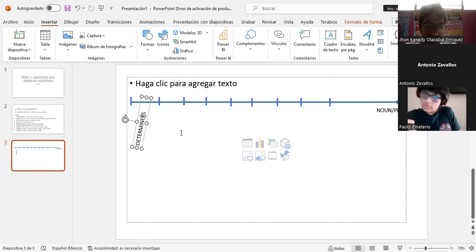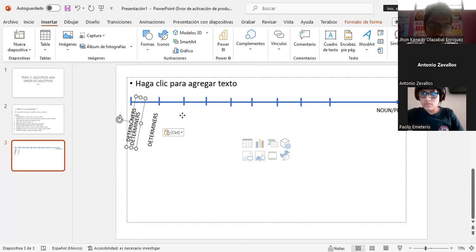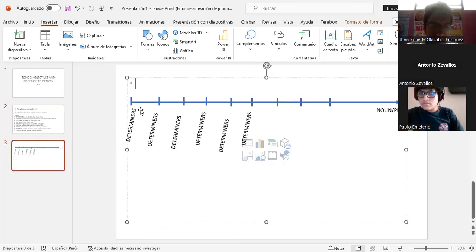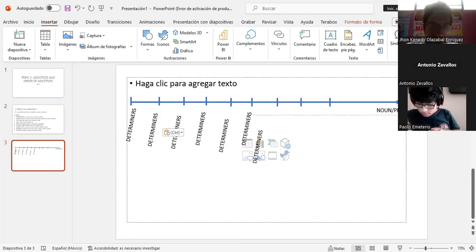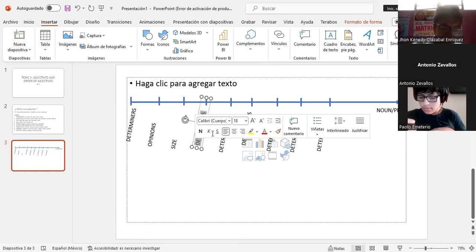Teacher, ahí es number one. Yes, of course. Ya, 3, 4, 5, 6, siete, ocho, nueve, y ahí están. Ahorita lo arreglamos. Número dos, ¿cuál era? Número dos era opinions. Remember that, please. Número tres, ¿cuál era? Size, el tamaño. Número cuatro era age, la edad.